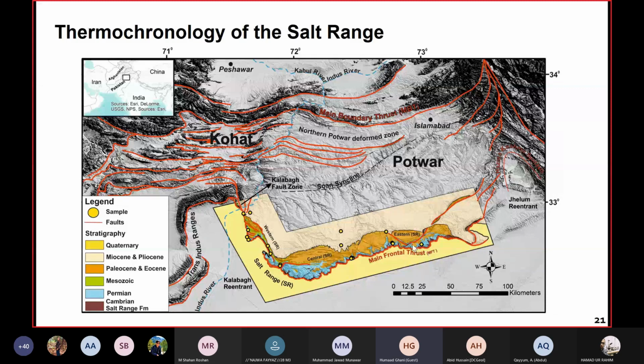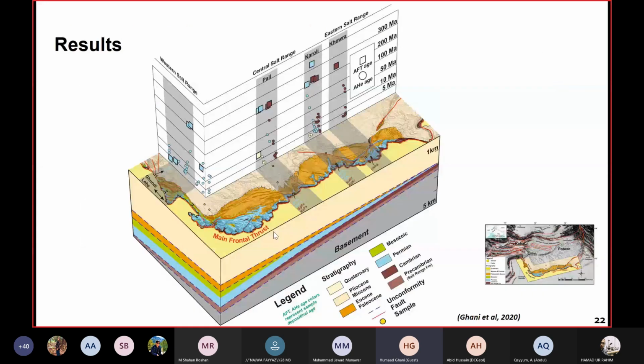And most of you know this is the Kevra section, this is Karoli, this is Pale, this is the western Salt Range, this is the Wundi Lobe area, and this is the data that I produced in that sense.